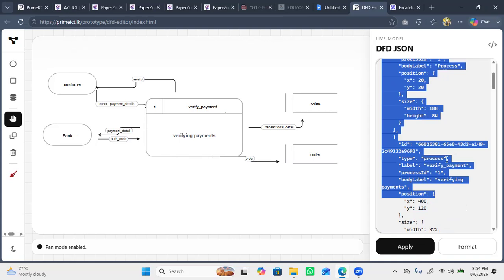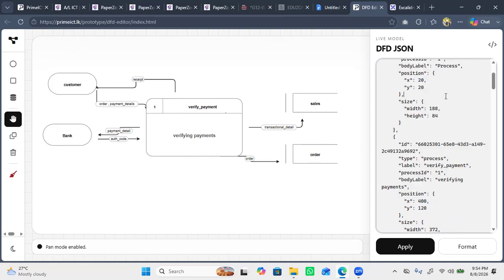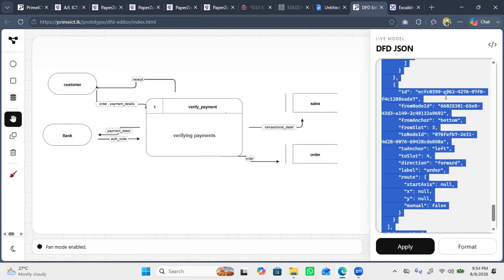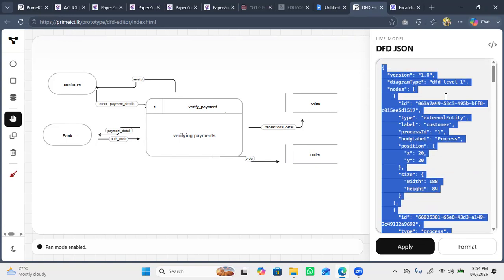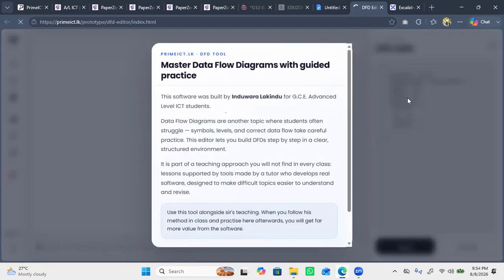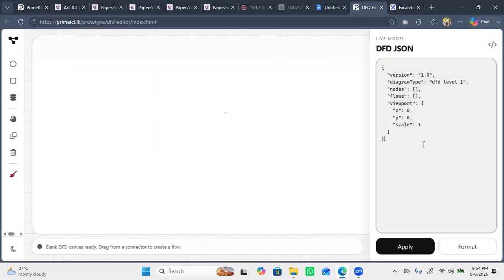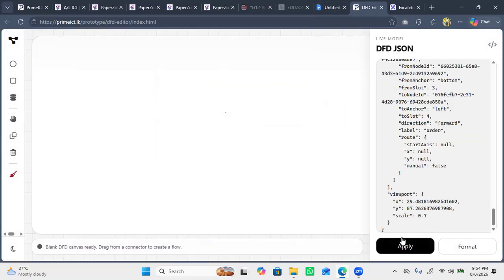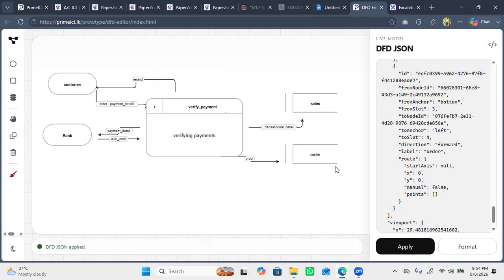For the JSON code, click it, press Control A, and it will copy all. Copy it down and send it to me via WhatsApp. See, I copy it, and if I refresh and put it again in my system, I get the exact same diagram once I apply. This is how versatile the system is that I built on my own. So you can use it.